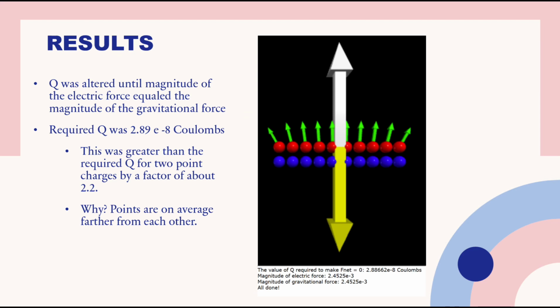Because our initial Q value did not produce the proper output, I altered the Q value until the magnitudes of the electric and gravitational forces were equal. From this, I got a required Q that was 2.89 times 10 to the negative 8 coulombs. This was greater than our Q value from Lab 1, which treated it as two-point charges, by a factor of 2.2, which is a very substantial difference. This is because, on average, the point charges are farther away from each other. However, I will discuss this more on the next slide.